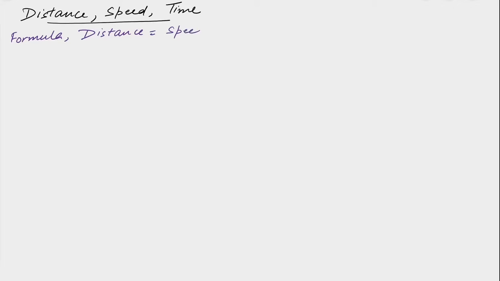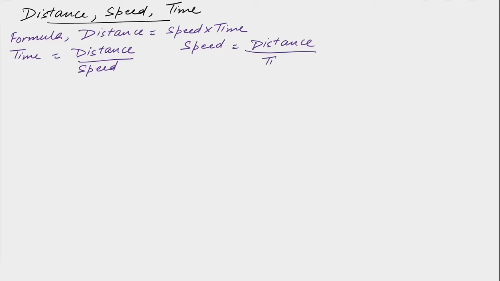Distance, speed, time. Let's revise the basic formula of these three terms. Distance is equal to speed into time. Time is equal to distance divided by speed. And speed is equal to distance divided by time.